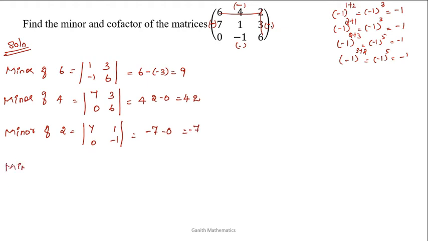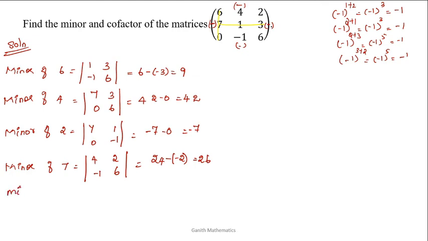Then minor of 7. For 7 you have to eliminate the corresponding row and column. This is our element, right? 7, which lies in the second row and the first column. So you just eliminate the corresponding row and column. So you'll get 4, 2, minus 1, 6. When you find the determinant, 6 times 4 is 24, minus 2 into minus 1, which is minus 2, so it will be 26.